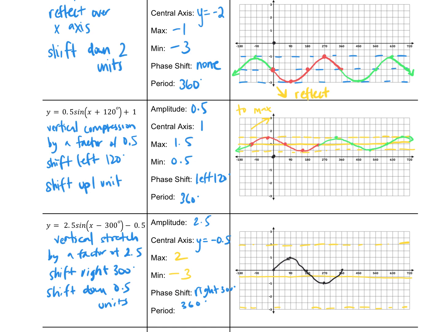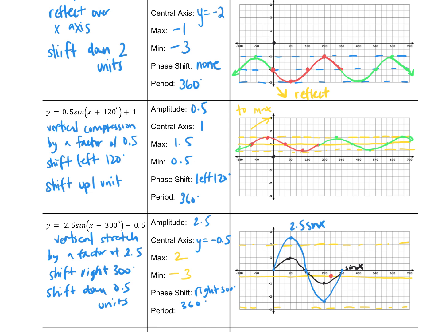There's my base function, sine x. We need to vertically stretch this by 2.5. So I'm going to change my maximum to 2.5 and my minimum to negative 2.5. The zeros stay. There we are. That's 2.5 sine x. And now I'm just going to do the shifting. So I'm going to take this origin point, go 300 to the right, and 0.5 down.